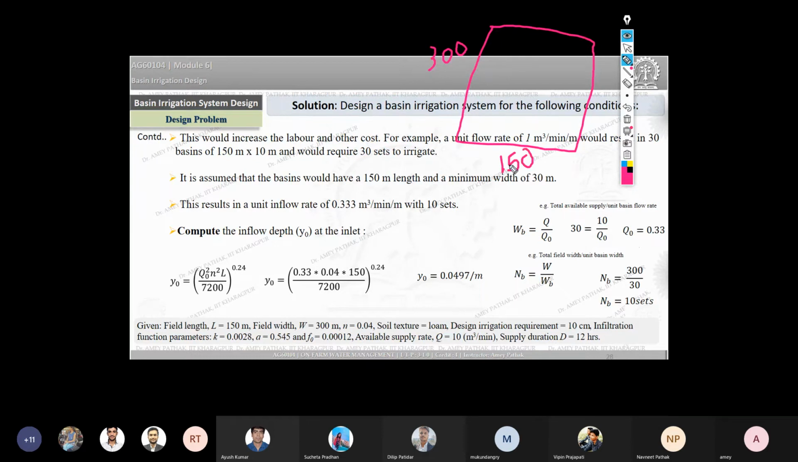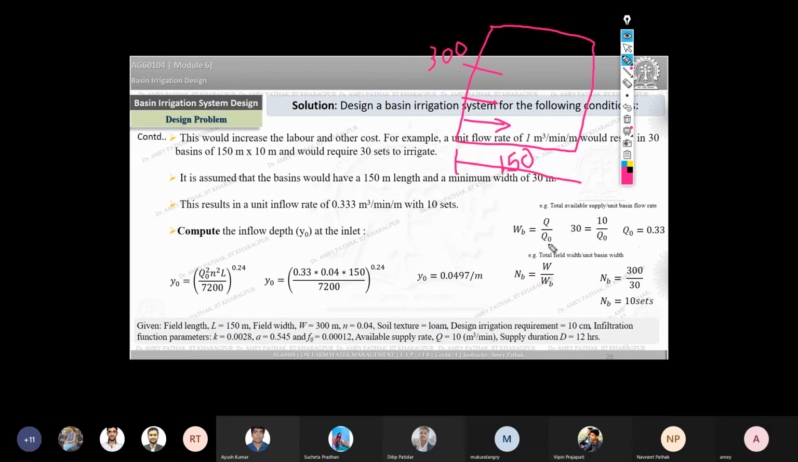Sets to irrigate the entire field, because length will be fixed, because we are supplying water in this direction. So length will be fixed, only the number of basins we can change. So the number of basins will depend on what? Total width divided by width of one application. So total width is given as 300, and if you choose 1 meter cube per minute, whatever width you are getting, that you have to divide.